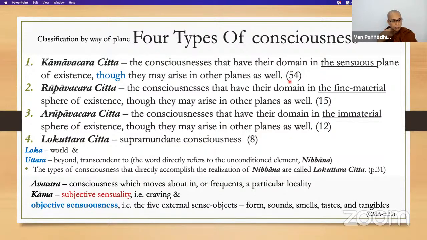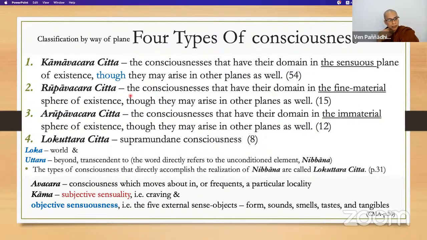So altogether 54 types. In the same way, some consciousnesses mostly arise in the fine material sphere plane of existence. Altogether 15 consciousnesses mostly arise there. They are regarded as rupavacara because the fine material plane of existence, rupa loka, is their domain.